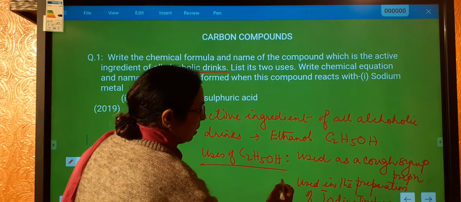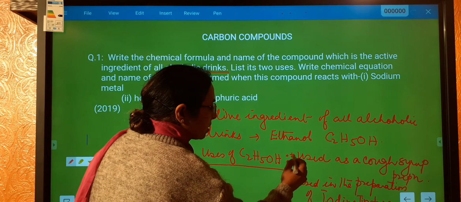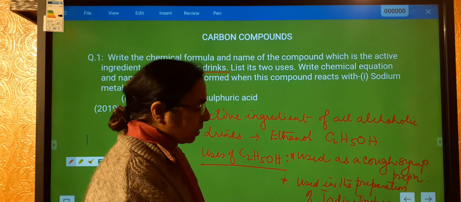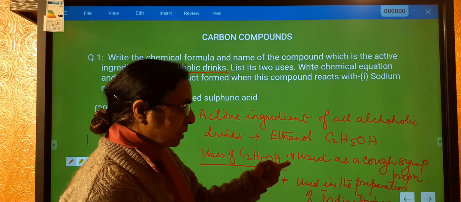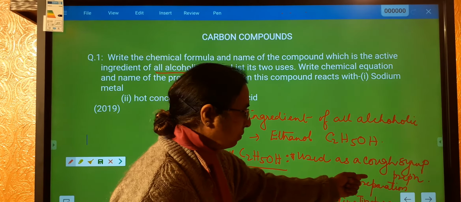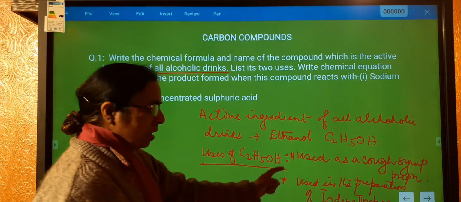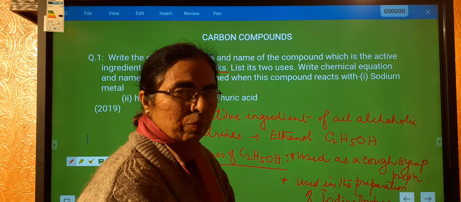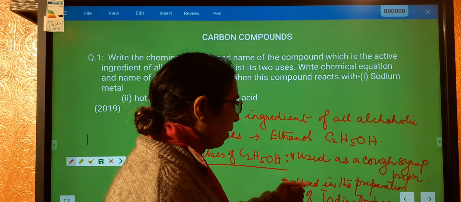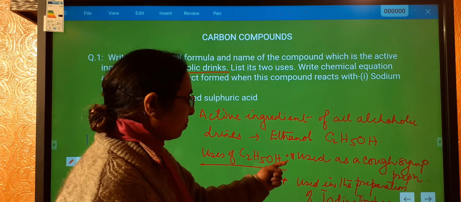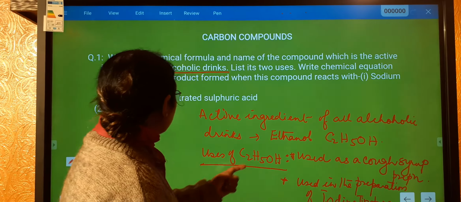Alright, iodine tincture. Sometimes it is also written as, mention its two medicinal uses. So when it is written medicinal uses, we will write cough syrup preparation. It is also used in the preparation of iodine tincture. Besides, it is also used in the preparation of sanitizers, as a germicide. So it has got many uses.